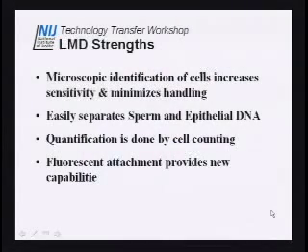Where I'm going to go now is the fluorescent attachment. The fluorescent attachment provides new capabilities. It enhances some capabilities and provides new capabilities that even just the bright field alone cannot provide. So you can get not only better techniques for sperm identification, but now we can get new capabilities of identifying other types of cells that we may want to separate.